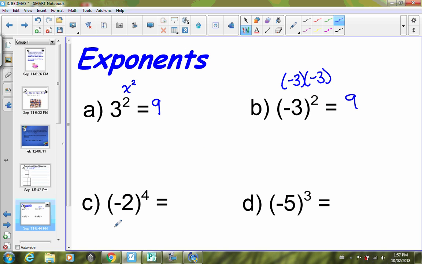Okay, the next one here is negative 2 to the exponent 4. Now, I'll give you a minute. I want everybody to try this. This one here, there is no x4 button. You will either have to use your XY button, your arrow button, or the little square button here to show that that's to the power of 4. So you'll hit bracket negative 2 bracket to the exponent of 4.